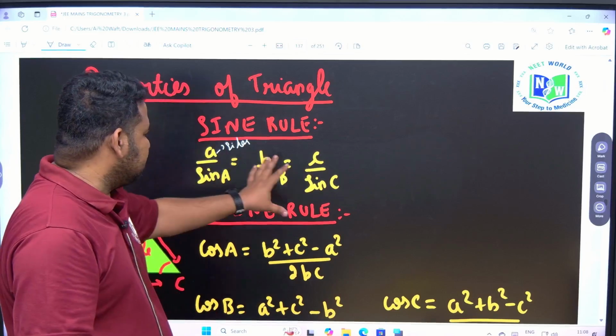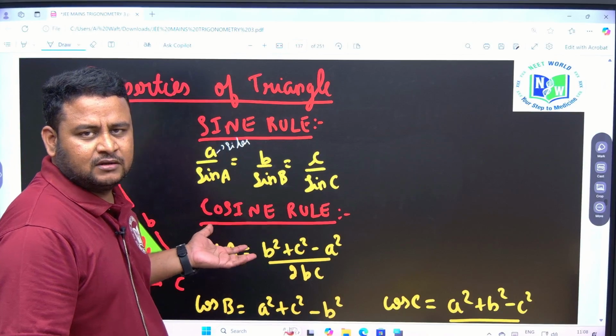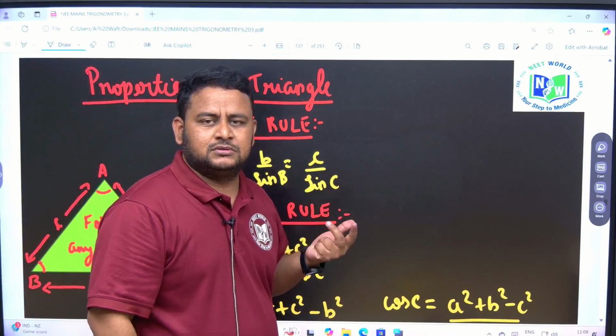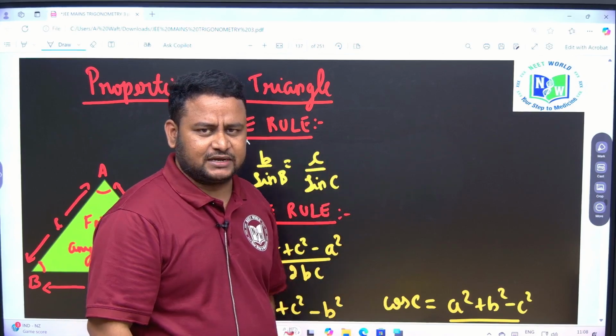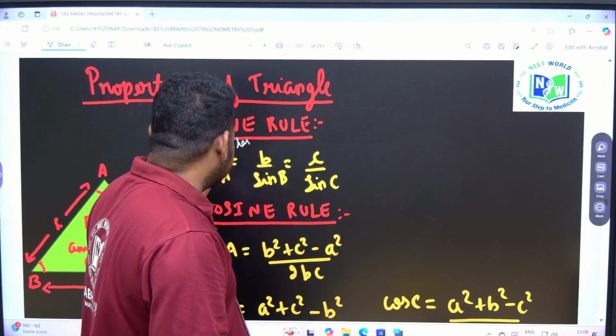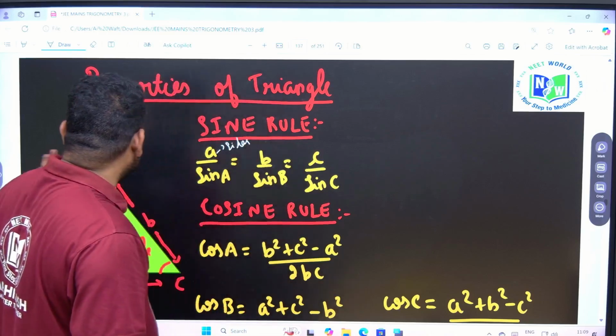Sine and cosine rule also are applicable for any type of triangle. Equilateral, obtuse, scalene, isosceles, right angle, any type of triangle, this is applicable. Got it? a by sine A, b by sine B, c by sine C. Remember this, very important.